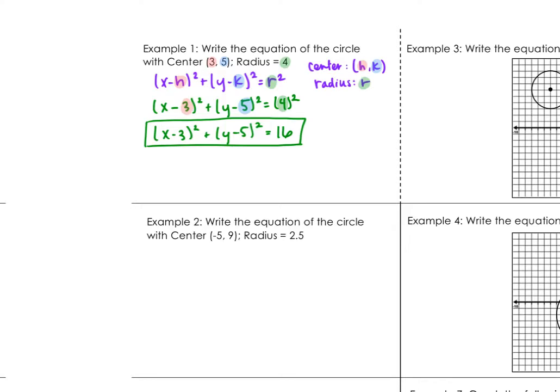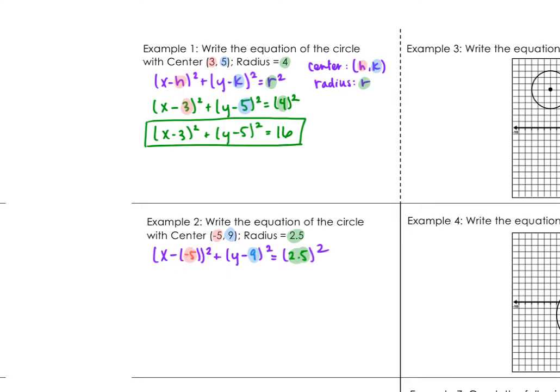In example number 2, again, we're given the center and the radius. The center is (-5, 9), so that's h and k, and my radius is 2.5. Using the equation of my circle, it's going to be (x - (-5))² + (y - 9)² = 2.5². All I did was plug in h for h, k for k, and r for r. When I plug in a negative number, I make sure I put it in parentheses just to make sure we don't forget a negative.